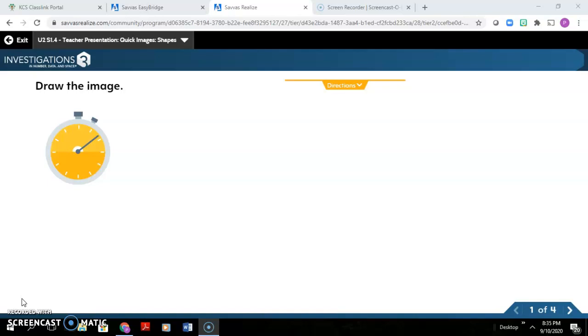So you will need a piece of paper and a pencil. I will show the image and you will draw a picture of the shape, and then the image will disappear, and then you can look at it again to revise your work. Here's the first one.